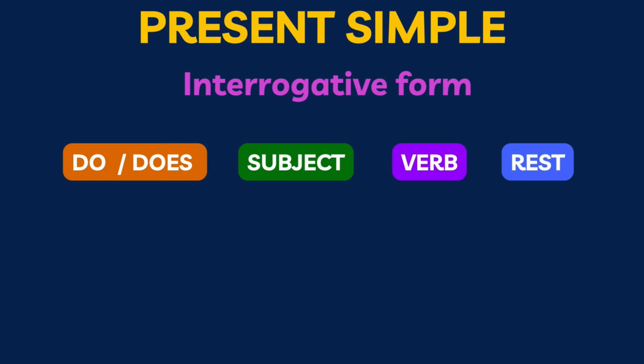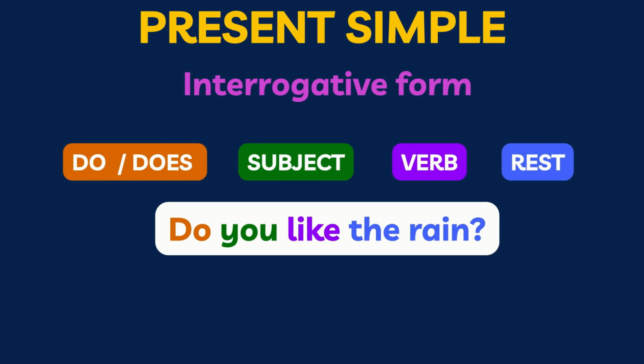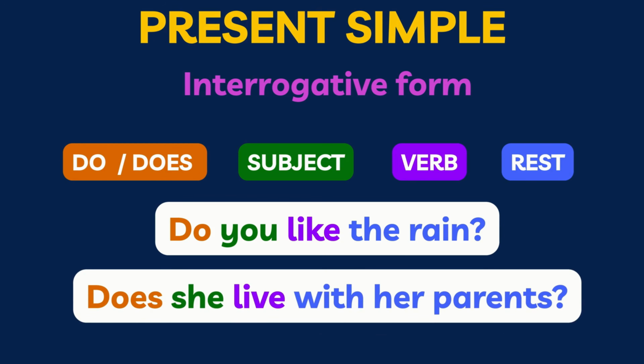For example, Do you like the rain? Does she live with her parents? Let's practice. Complete the sentences with the correct form of the verb in parentheses.